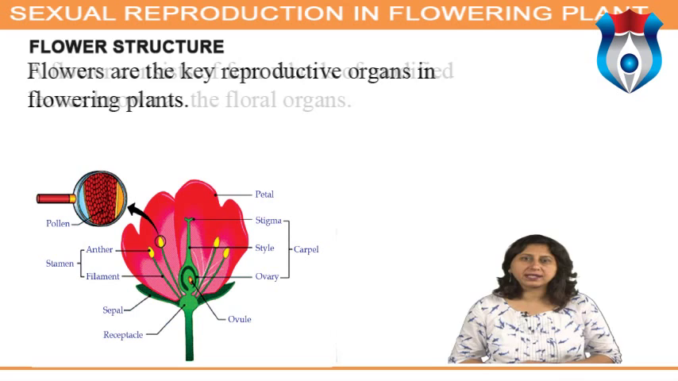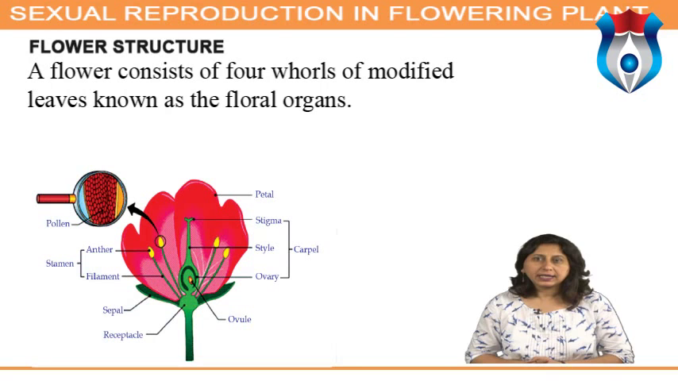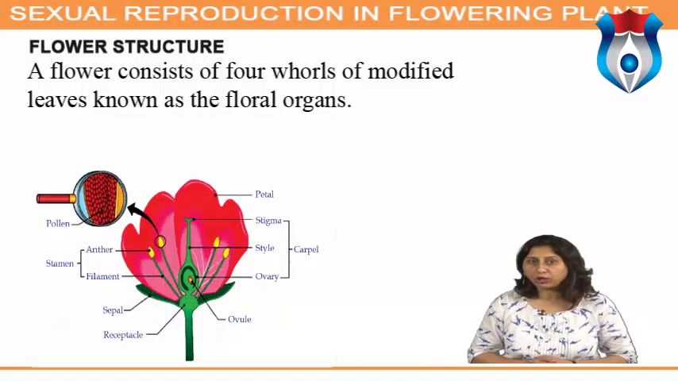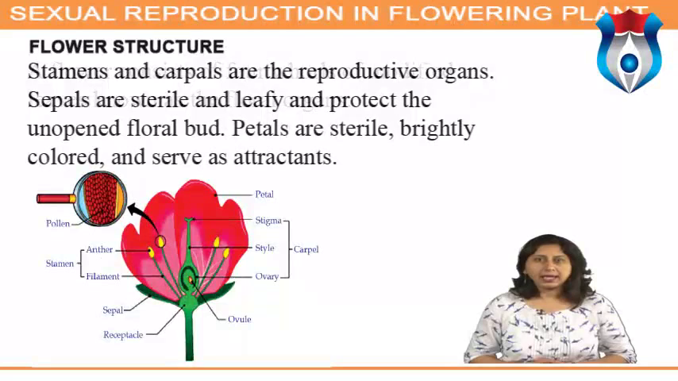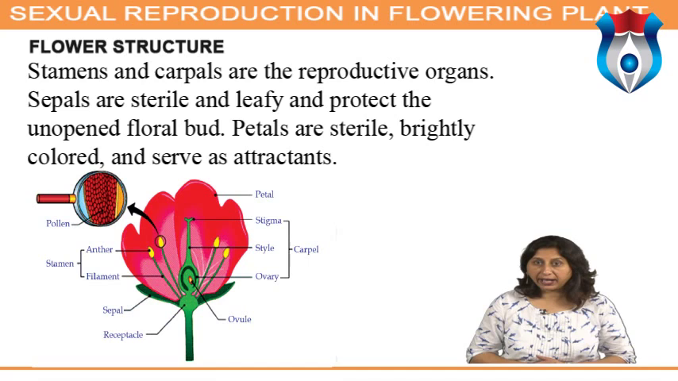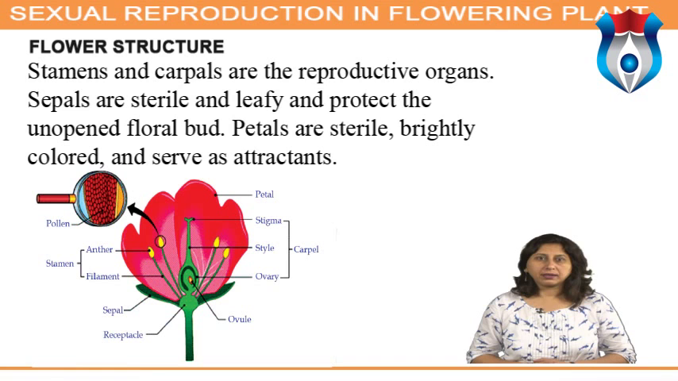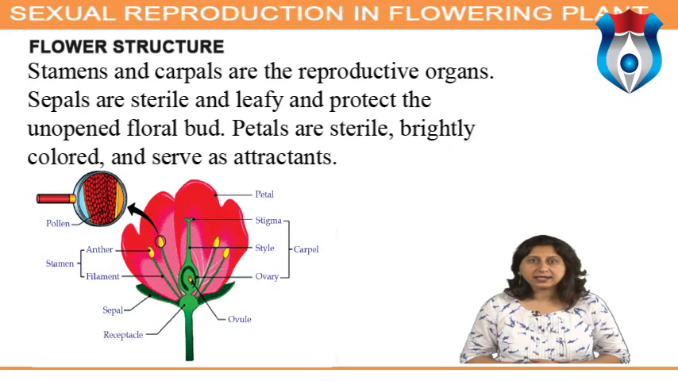A flower, which is the reproductive shoot of angiosperms, consists of four whorls of modified leaves known as the floral organs: the sepals, petals, stamens and carpels, which attach to a part of the stem called the receptacle. Stamens and carpels are the reproductive organs. Sepals are sterile and leafy and protect the unopened floral bud. Petals are sterile, brightly colored, and serve as attractants for insects and other pollinators.